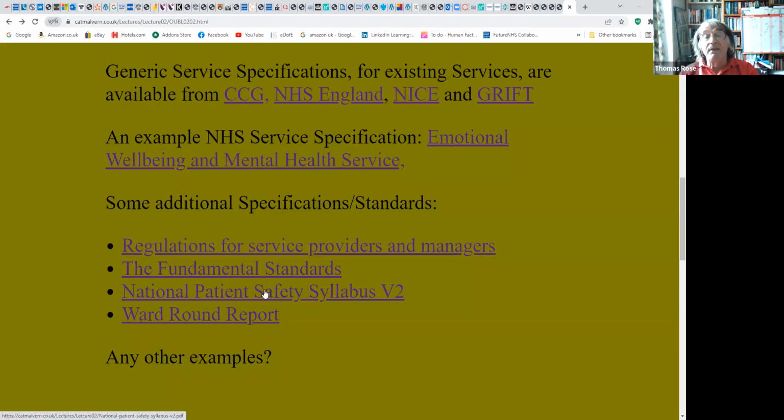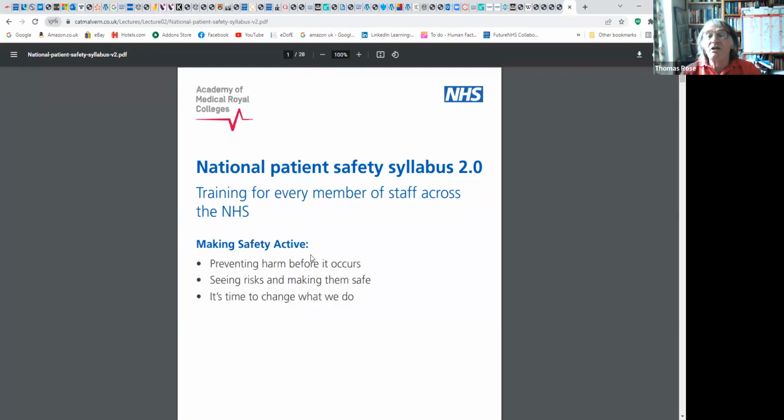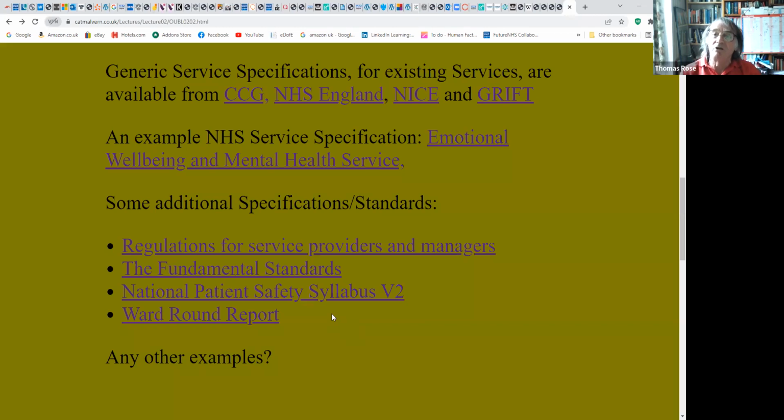I talked about NATSIP, this is the patient safety syllabus. It's not a specification, it's a specification for teaching patient safety. I just wanted to include that because it's worth looking at, because it talks quite a lot about process mapping and understanding your process in order to understand the elements that might harm the patient.